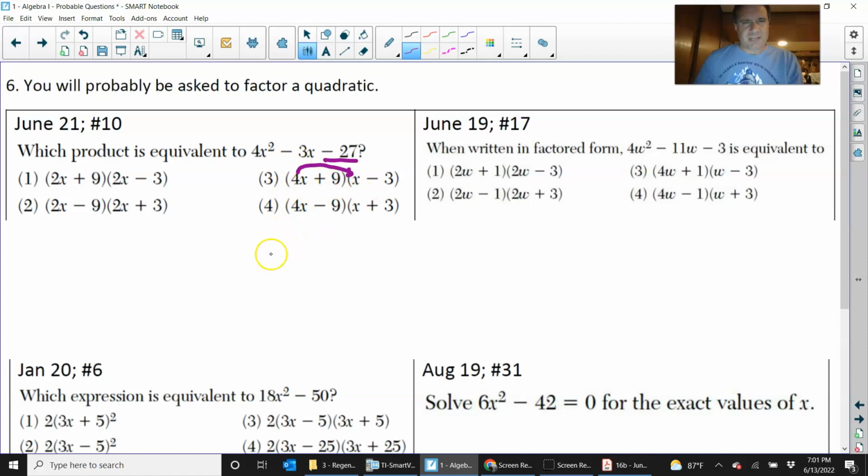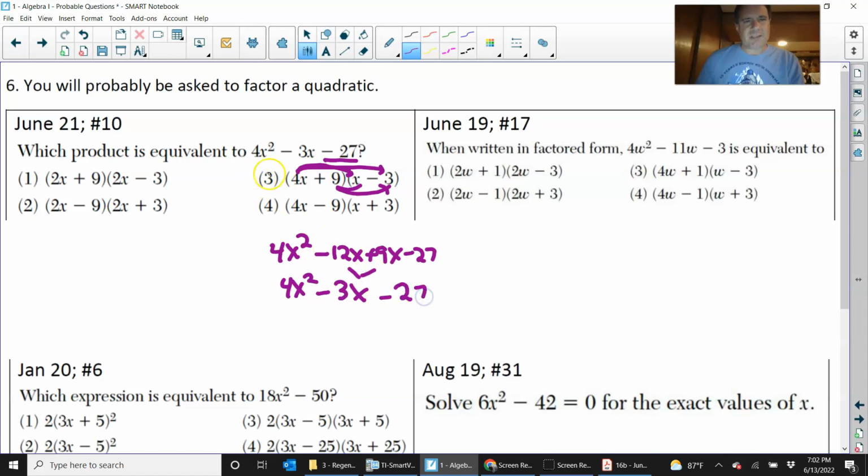So 4x times x is 4x squared. 4x times -3 is -12x. And 9 times x is positive 9x. 9 times -3 is -27. That works out. 4x squared minus 3x. You're combining like terms here. And minus 27. That works out. 3 is your answer. I picked the right answer. If you did something over here, it wouldn't add up. It wouldn't multiply to this.